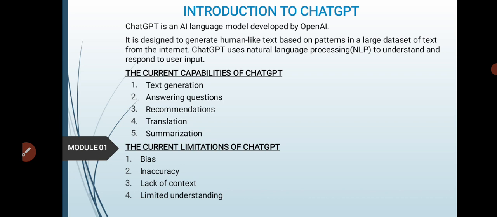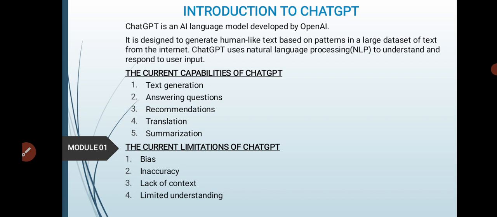So ChatGPT is an AI language model developed by OpenAI. It is designed to generate human-like text based on patterns in a large data set of text from the internet. You see, it has a source where this information is being gotten from.